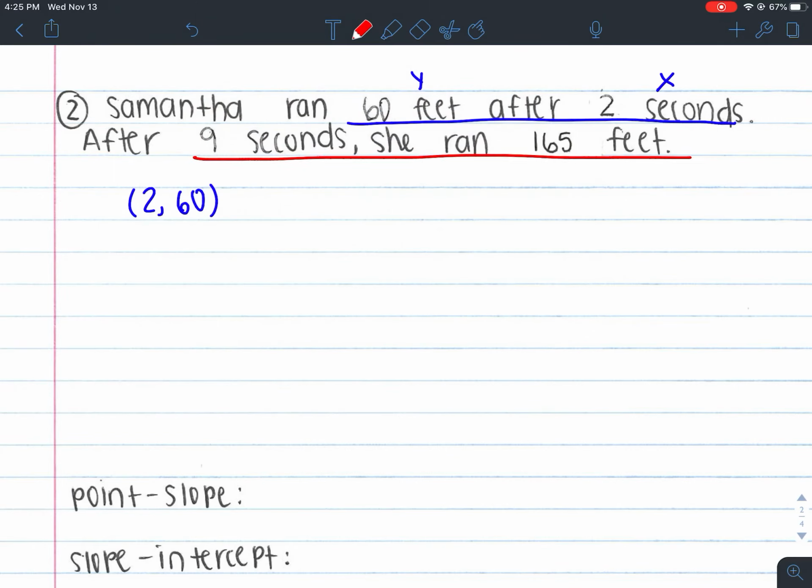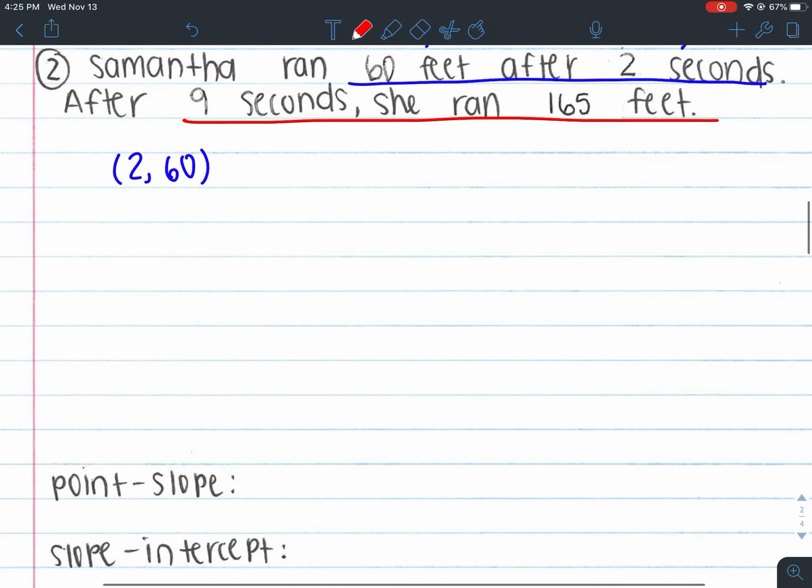Then we're given 9 seconds, she ran 165 feet. Well, this isn't a slope either. So this is also another point. Because it didn't give us just one number, it didn't give us a rate of change. It didn't say each second she runs blah, blah, blah. It didn't say that. It's telling us that after 9 seconds, she's run 165 feet.